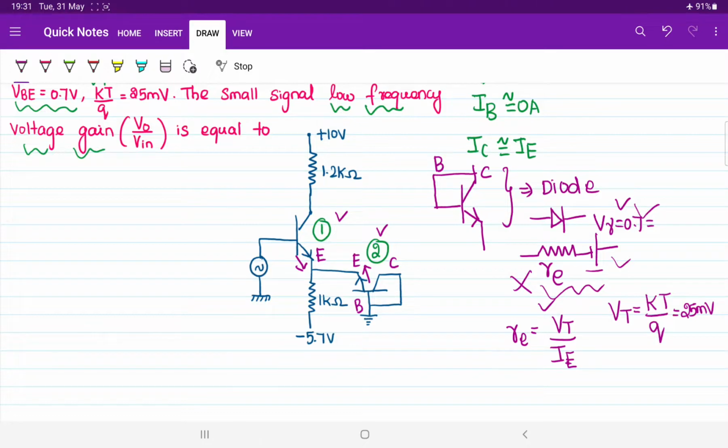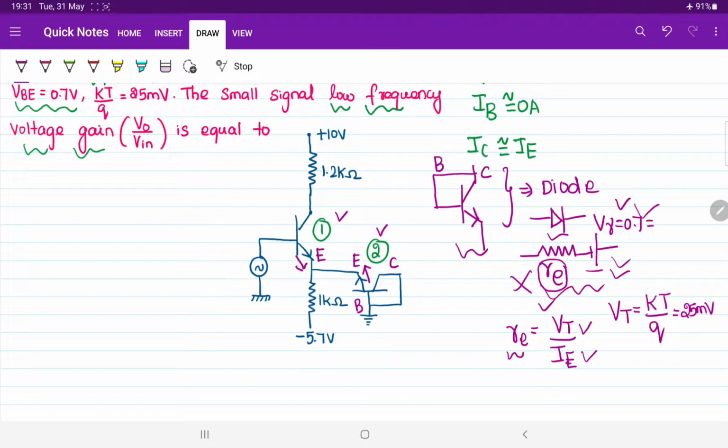Okay. After that, in order to know the value of RE, I told you when we are going to do the AC analysis, then this transistor is going to be replaced by a diode. The diode is going to be replaced by its corresponding equivalent circuit. But while doing AC analysis, it is very important to know the value of RE. Yes or no? Yes sir. How will you calculate the value of RE? If you want to know the value of RE, then we must know the value of Vt and the emitter current. Now, do you know the value of emitter current?